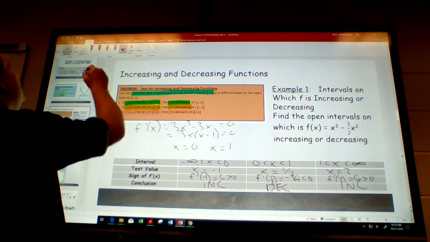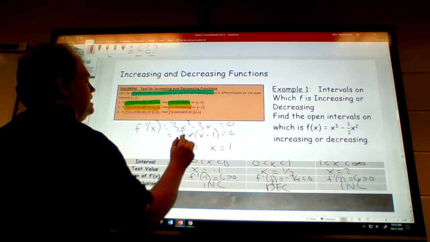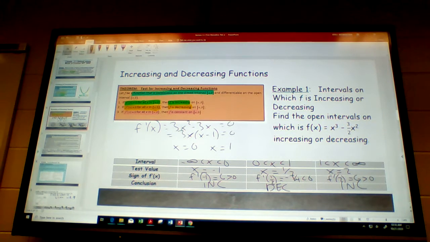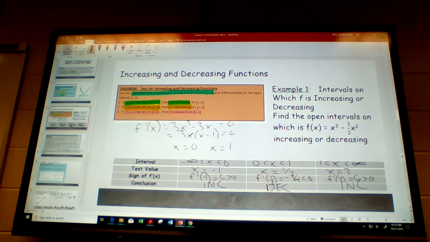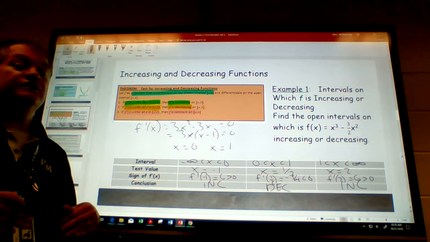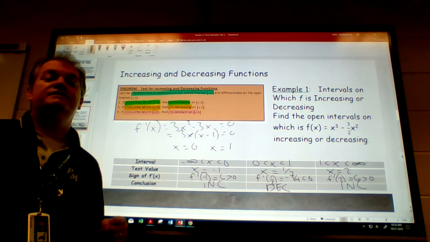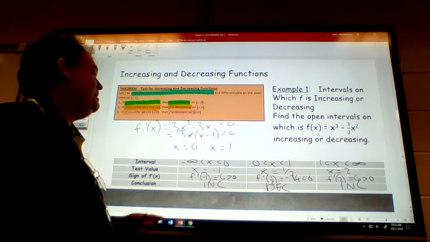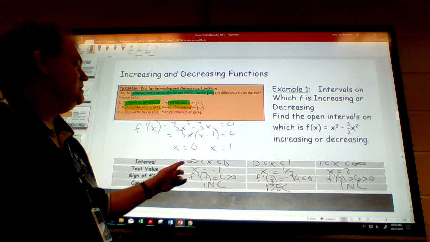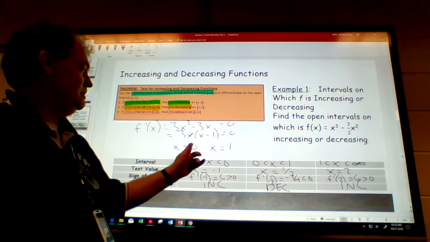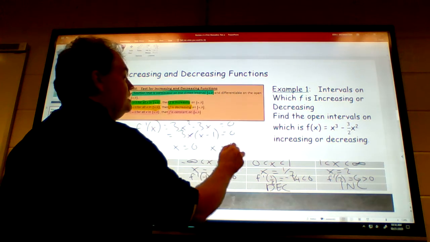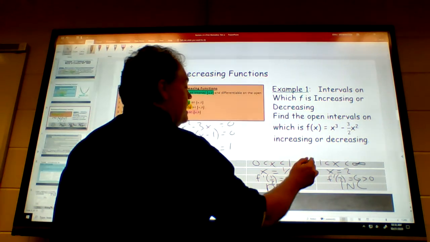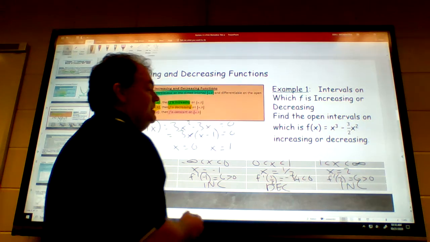We got 3x times x minus 1. We solve and we get x equals 0 from right here and x equals 1 from right there. So our critical numbers are 0 and 1. Now there's no bounds on here, so that means it's an open interval throughout the entire domain. So that means that we go from negative infinity to 0, our first critical number, from 0 to our next critical number, 1, and then finally from 1 to infinity.